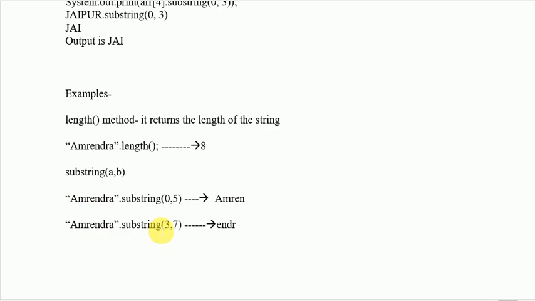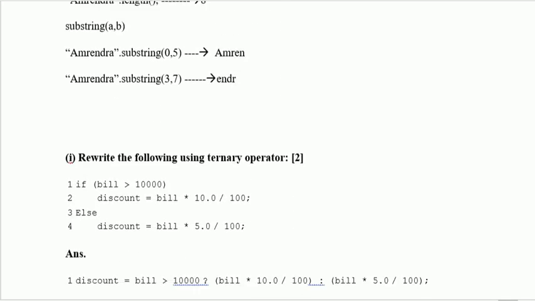Now let us see one more example. Amrendra.substring(3, 7), which means start from 3: 0, 1, 2, 3. We start from this E, and where to end? This is 7. Again we will subtract 1 from it. 7 minus 1 is equal to 6. So it will end at the 6th position: 0, 1, 2, 3, 4, 5 and 6. That is R. So start from this E and end at R. That will give you the output as ENDR. So this is how your substring method works. It is very important for your exam. Now we'll move on to the next question.